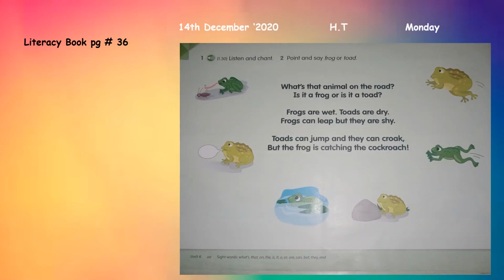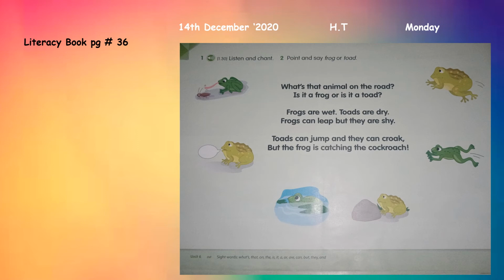Okay, students, please open literacy book page number 36. On the top of the page, instructions are given. Read with me. Listen. L-I-S-T-E-N. Listen and chant. Chant. Point. P-O-I-N-T. Point and say. Say. Frog. Point and say frog.